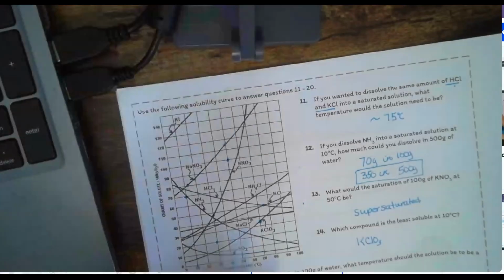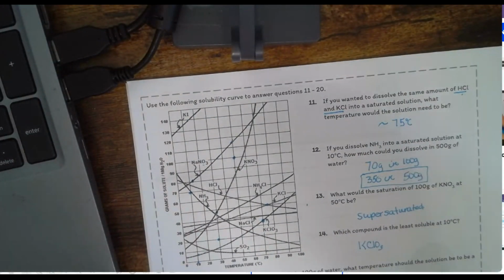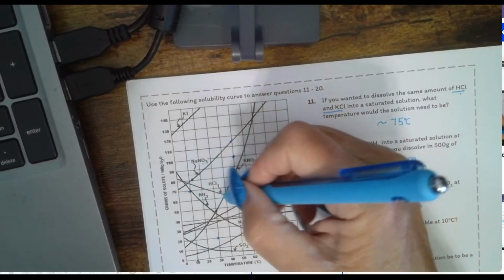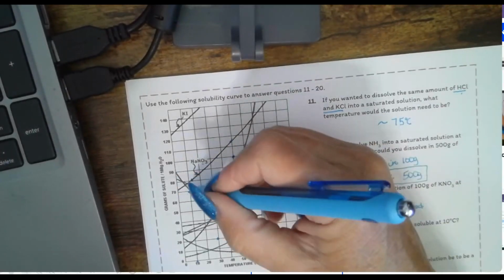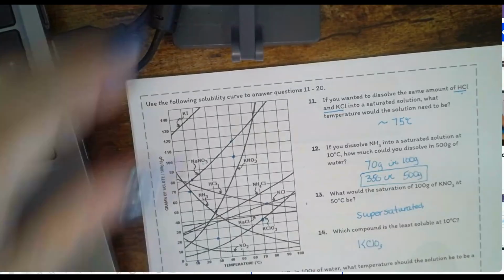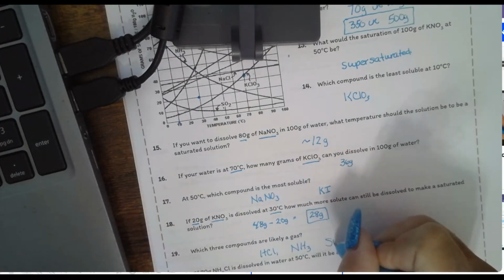All right, which three compounds are likely a gas? So remember what we said, gases are less soluble at higher temperatures. So our gases would be the lines that have a downward slope, like HCl, NH3, and here this one goes down, SO2. So our three gases would be HCl, NH3, and SO2. Okay? All right.